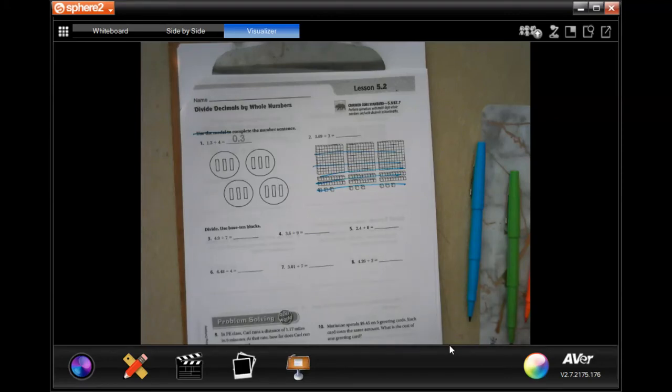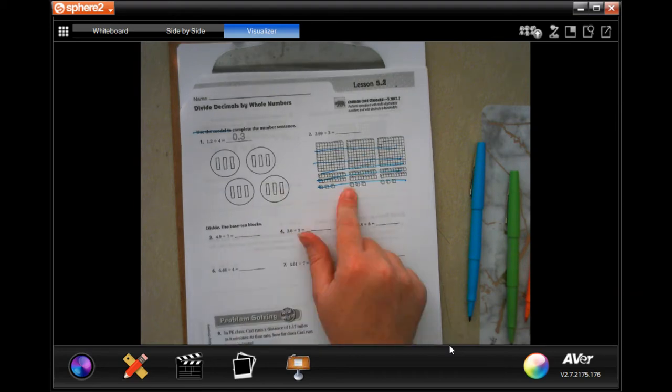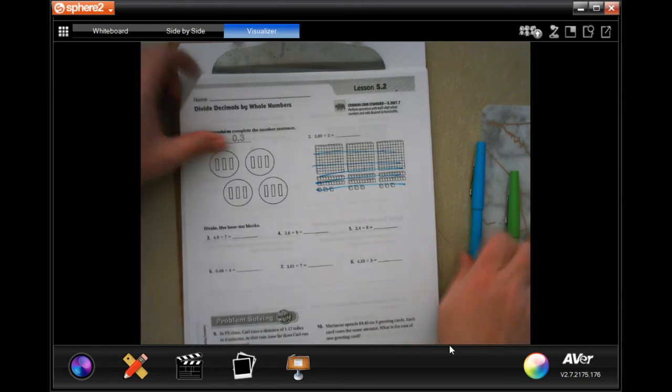We're going to go ahead and get started. For our purposes, we're not going to be using models. We will be doing the math, because that's the part that you guys are going to need.